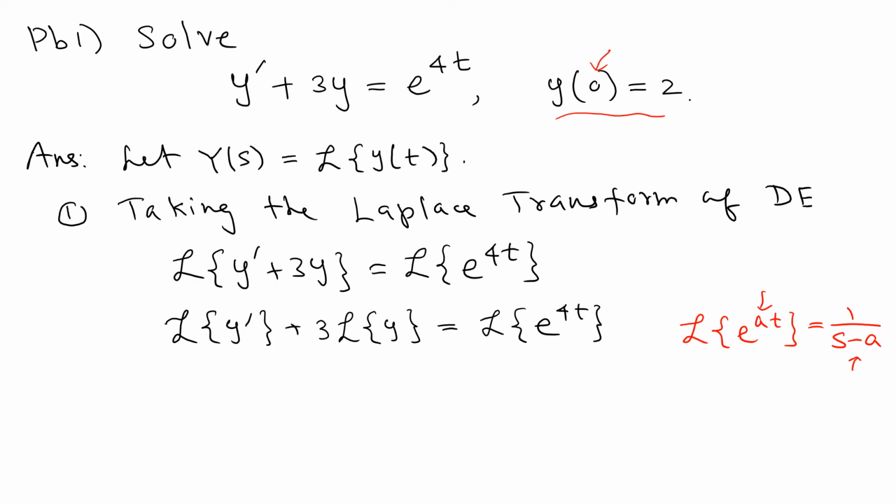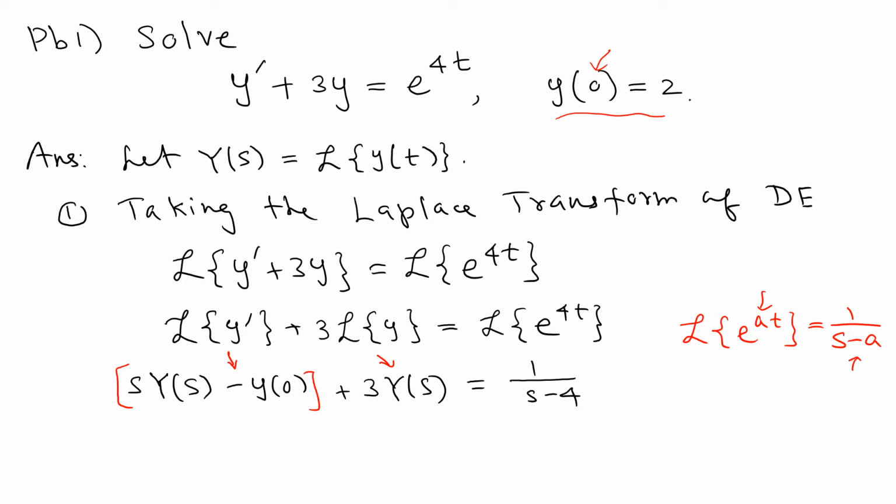The first one is going to be s Y(s) minus y naught, and that's coming from the derivative part. The second one is going to give you 3Y(s), equals, and you can see there are no other terms, just the Y(s). And on the other side, we can use that exponential function property, so it's going to be 1 over s minus 4. So that's the first step.